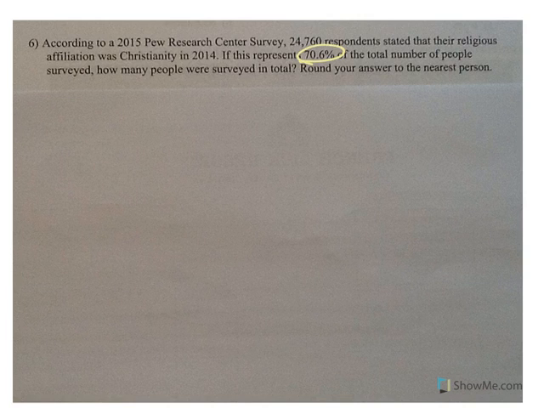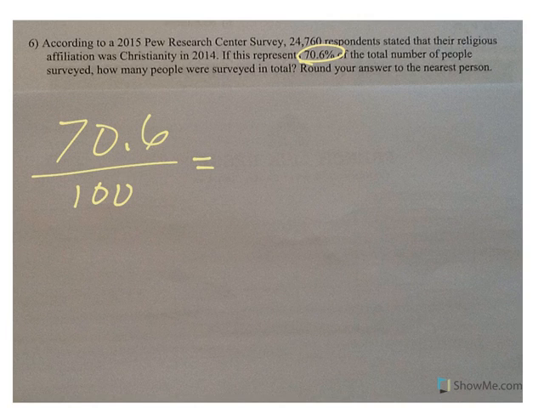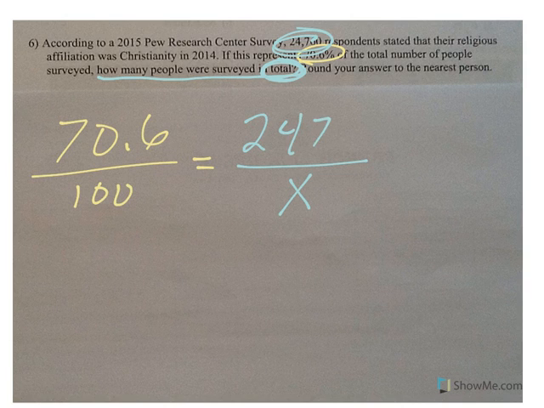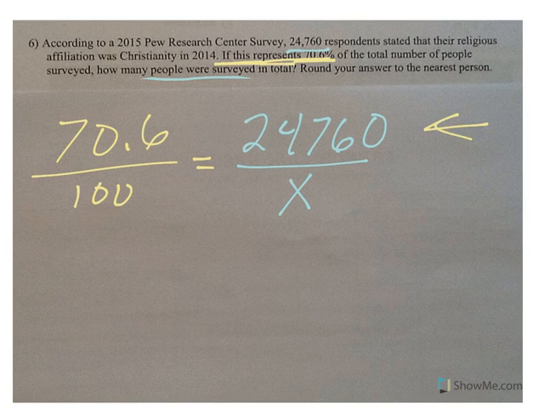Okay, now, I see a percentage. I always start with the percent because it makes me feel good that half of my proportion is written and I didn't do anything yet. So when I go to the other side, they have this number here. Now, is that part of the population or all of the population? Well, the question says how many people were surveyed in total. I'm looking for the total. I'm given that 24,760 is part. Now, if you go back, they give you this number, and then the next sentence says, if this represents 70.6, that means those are on the same line. So that also helps think through this.